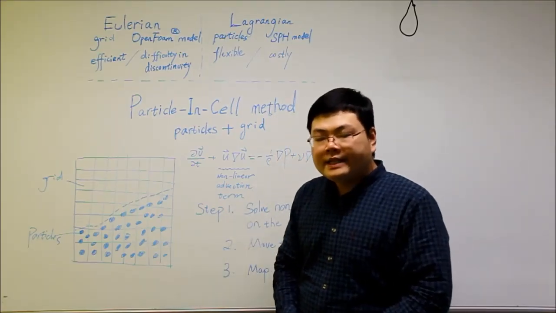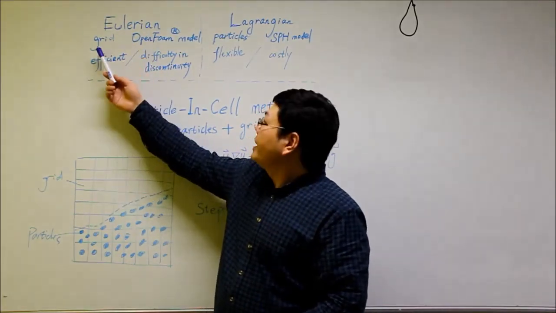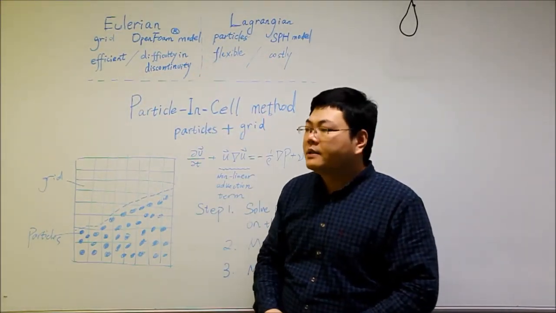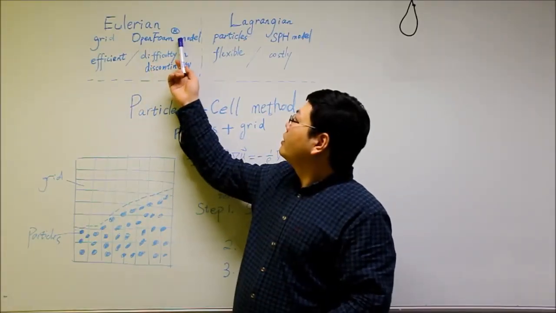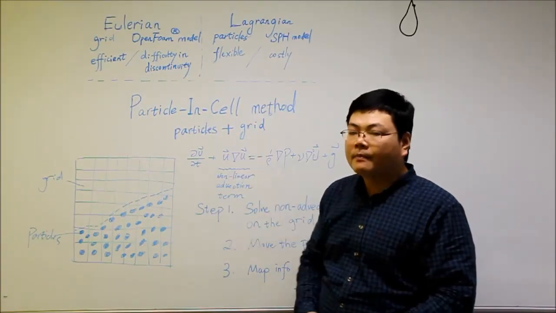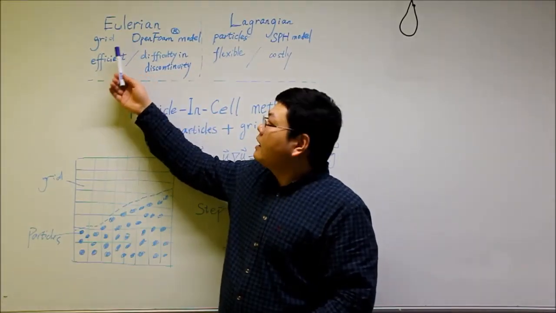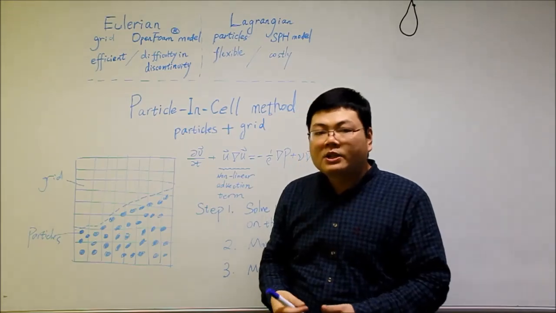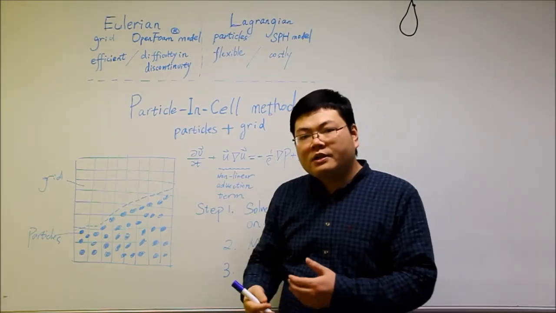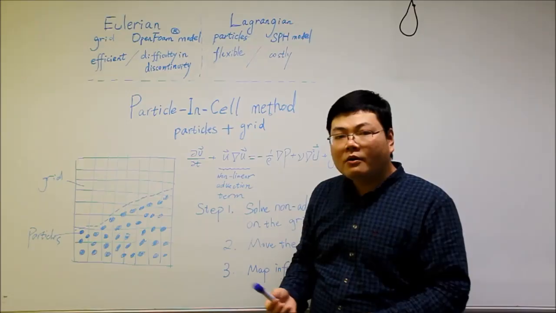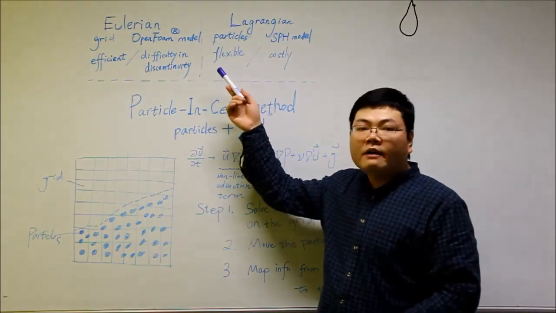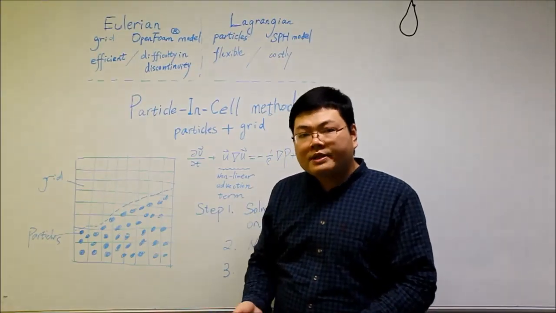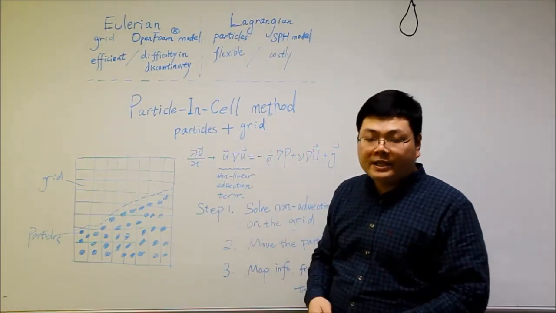As we know, in CFD modeling, the Eulerian method based on the grid and the Lagrangian method based on the particles are widely used. Typical examples are the OpenFOAM model and the SPH model. Now, while the Eulerian methods are very efficient, they have difficulty in handling discontinuity, such as large free surface deformations of fluid flows. On the other hand, the Lagrangian methods are very flexible in handling such discontinuity, but they are mostly very costly in terms of CPU time.